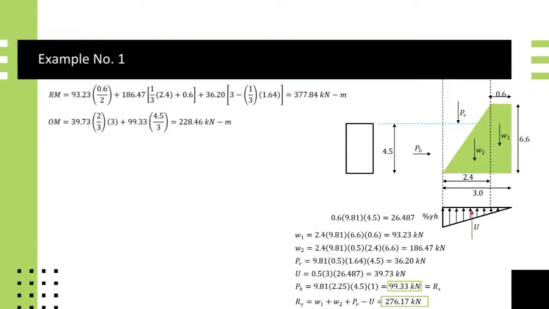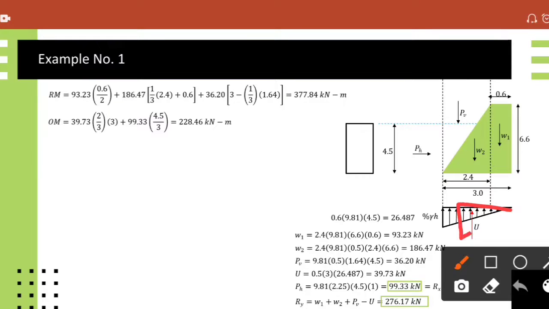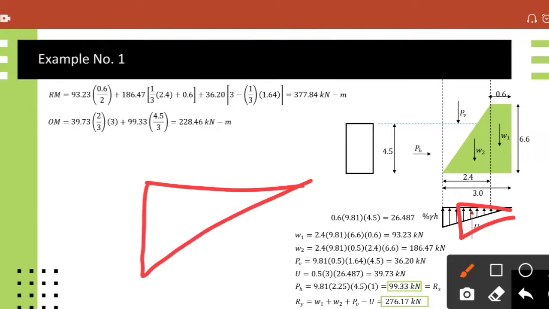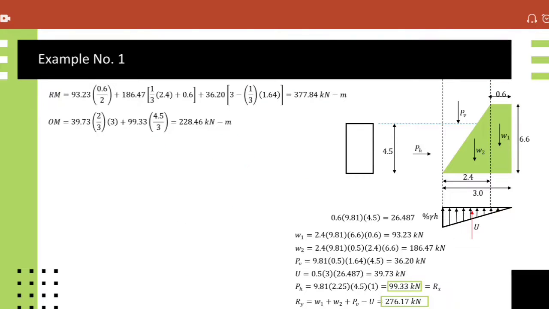Overturning moment is equal to 39.73. 39.73 is the uplift pressure. Tapos, minultiply ko siya sa 2/3 kasi diba ito lang. Alalahanin ulit natin, ha? Pinapaalala ko lang kapag ganyan, paiba-iba lang ng itsura, ng position, pero this is 1/3 and this is 2/3. So, yan, 2/3. So, 2/3 times 3.